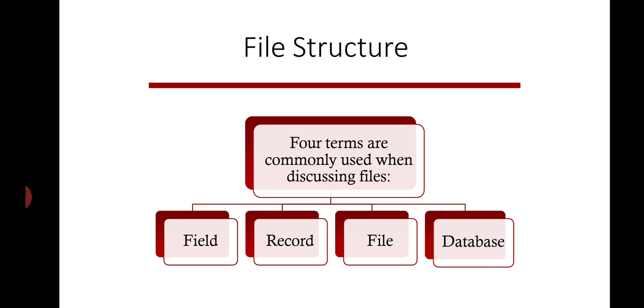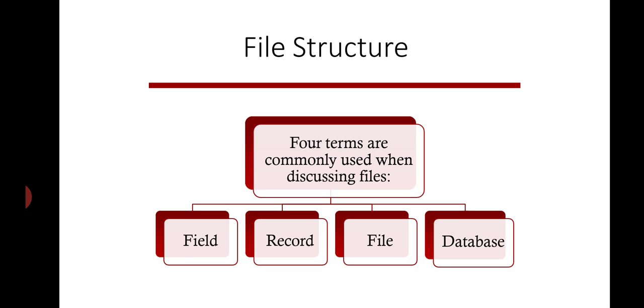Then file structures. There are many groupings. For example, take fields: employee name, employee phone number, employee address, employee ID. Each particular one of these is called a field. Record means each and every tuple is called a record. For example, the name and everything together is called a record.